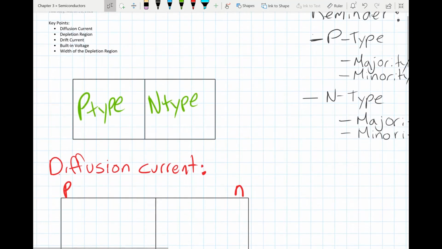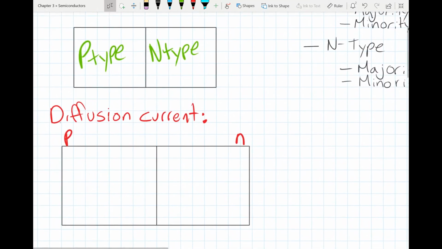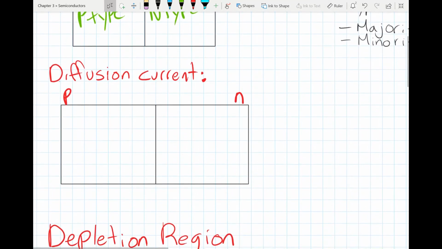So what's a p-n junction? In the first image that you see, you take a p-type semiconductor and an n-type semiconductor and put them together, and that creates a p-n junction. And some interesting things happen once you have these two together. The first one is diffusion current.